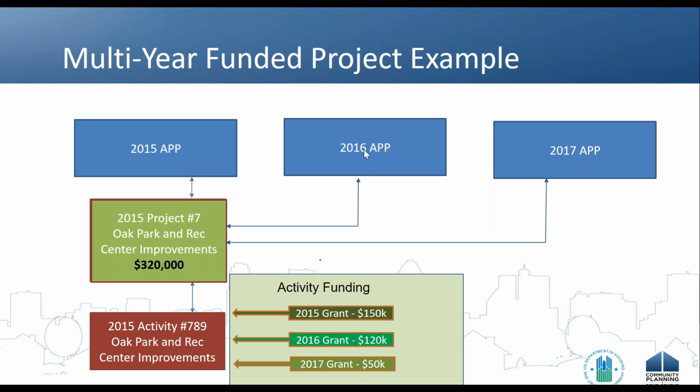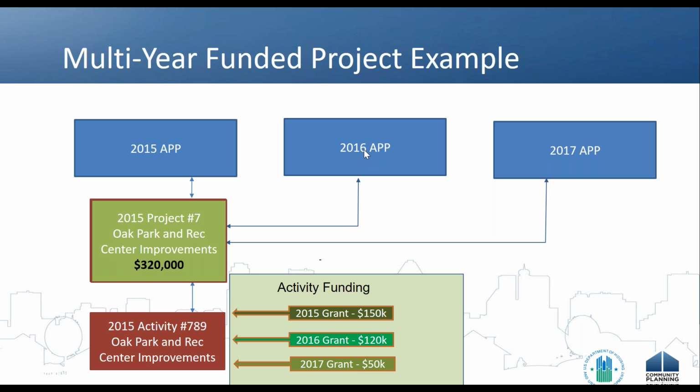Great, that's a great question. And again, we'll stick here on the multi-year funded project example screen. You would start by setting up that project, in this case, the 2015 project number 7, and in 2015 you would just set it up with that original grant amount, the $150,000. And I would recommend using the narrative, using the planned activity fields, to describe that this will be a multi-year funded project and that funding from 2016 and 2017 will be included in the project, and that the project will be completed in 2 years or 3 years or 1 year down the road.